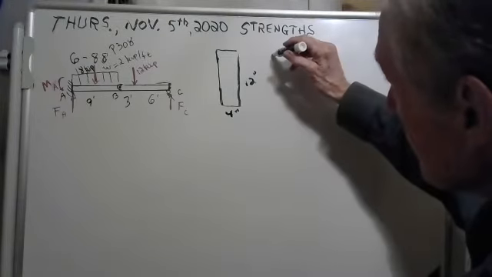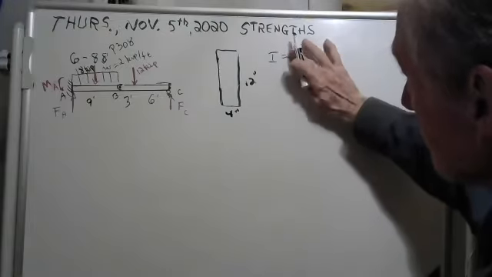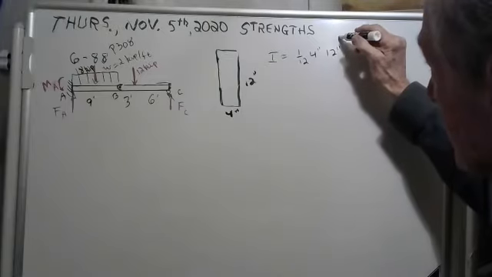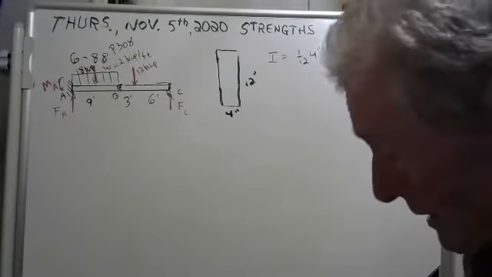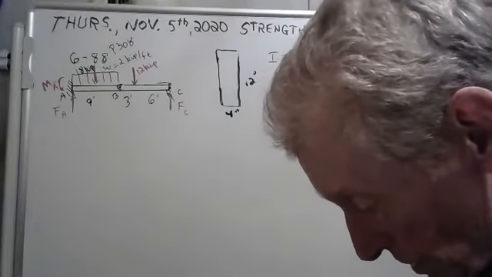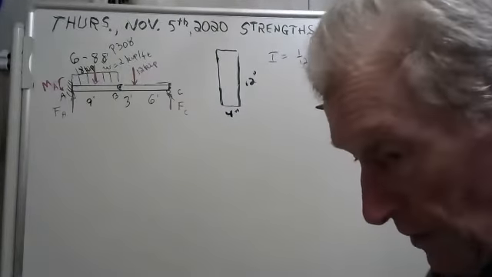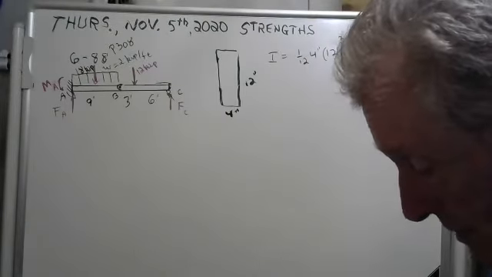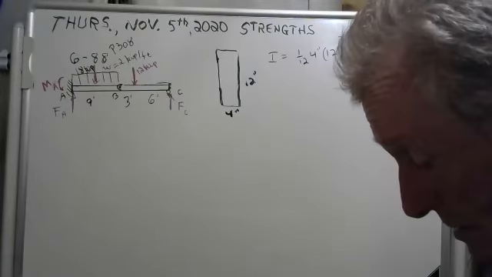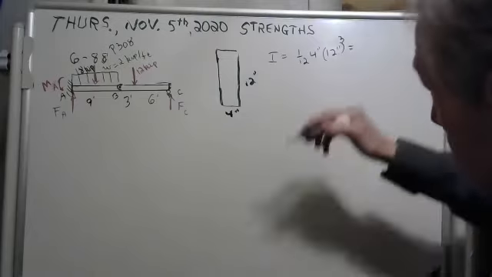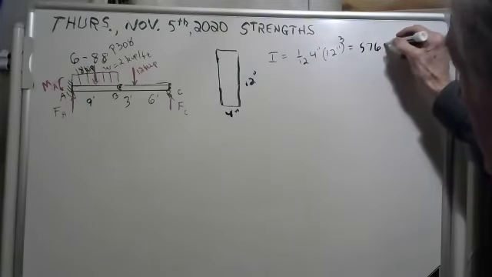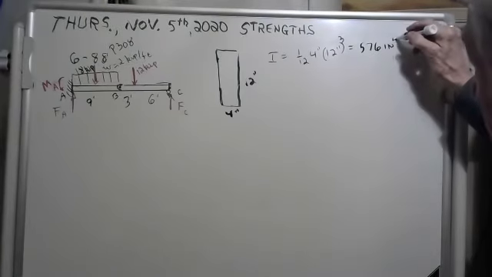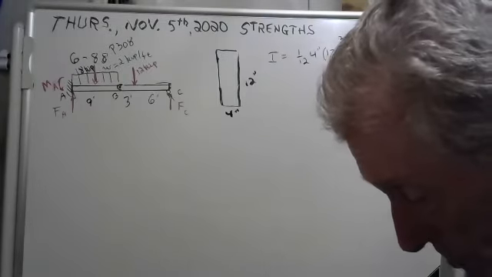While we're at it, let's get the moment of inertia of a 4 by 12. Well, you know what the formula is. It's 1/12 base times height cubed. So I can do that. You do it too, make sure I get this right. 1/12 times 4 times 12 cubed. Did you get 576 cubic inches? No, wait a minute, that's wrong. Inches to the fourth.